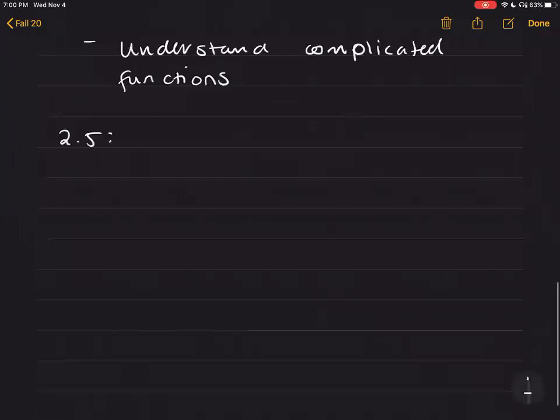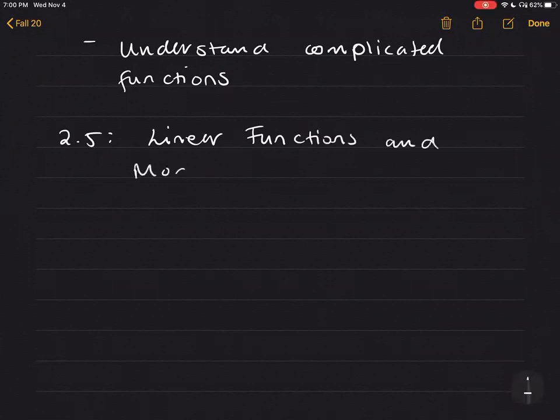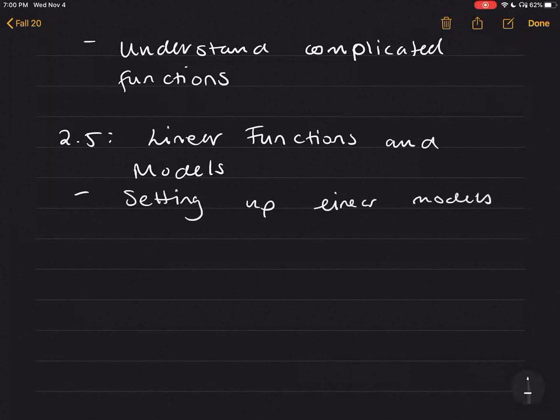2.5 was on linear functions and models. And this built on our understanding that we've constructed about lines in general. So in this section, we mostly focused on how to set up linear models. Linear models are very useful because you can usually approximate something with a linear model, and linear models are much easier to deal with.